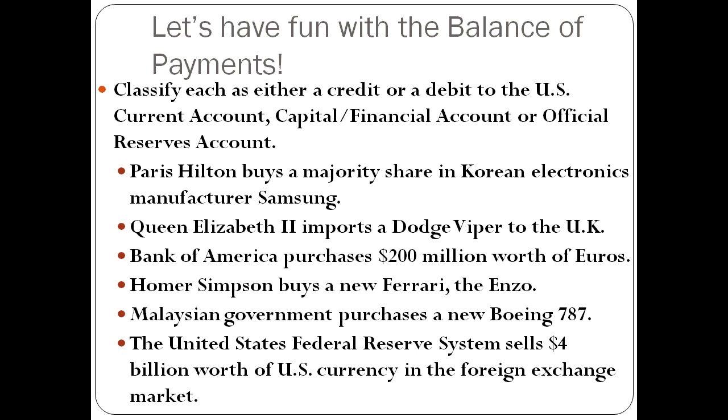And so then the last one here is the United States Federal Reserve System sells $4 billion worth of U.S. currency in the foreign exchange market. So we're talking about the Fed, so we're definitely talking about the official reserves account. They're selling currency to bring in foreign currency. And so if they're bringing in that foreign currency, it is going to be a credit. So that is going to be a credit to the official reserves account.